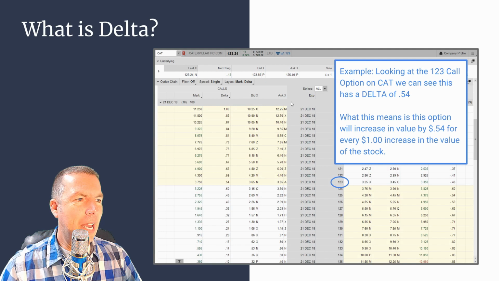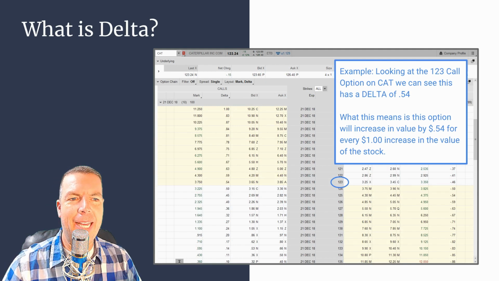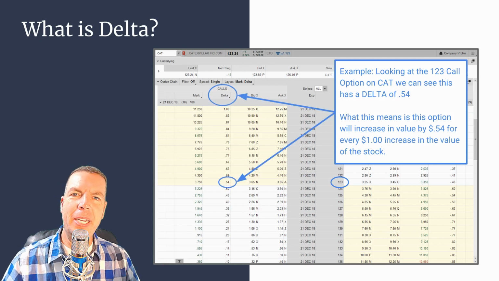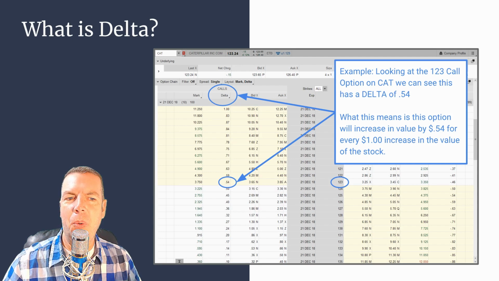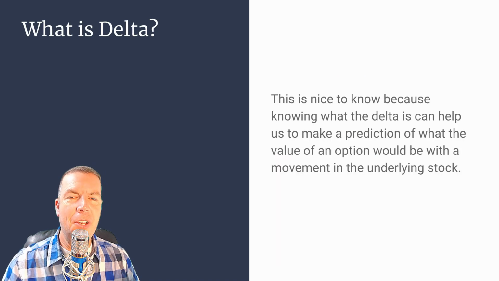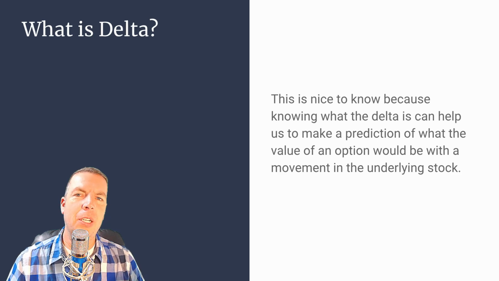So let's take a look at an example here of Caterpillar. Now, looking at the 123 call option on CAT, we can see that this has a delta of 54 cents. What this means is that for every increase in the value of the stock by $1, our option is going to increase in value by 54 cents. So this is nice to know, right? Because knowing what the delta is can help us to make a prediction of what the value of the option would be with a movement in the underlying stock.